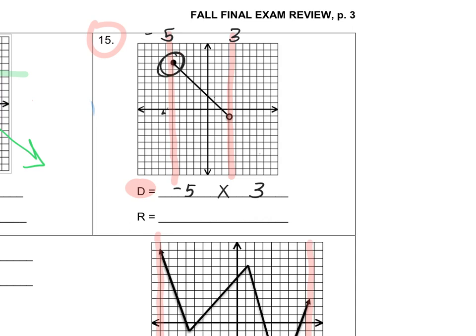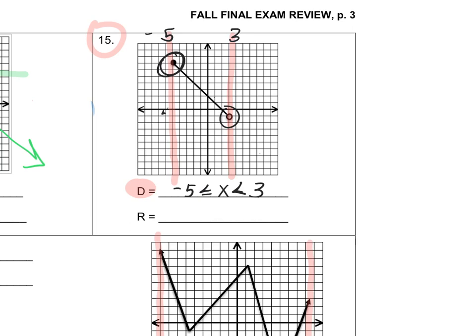So I look here, this is a closed circle, so I'm going to underline it, and this is an open circle, so I just leave it without underlining, so it's less than. So when I read this, I read it as negative 5 is less than or equal to x, which is less than 3.